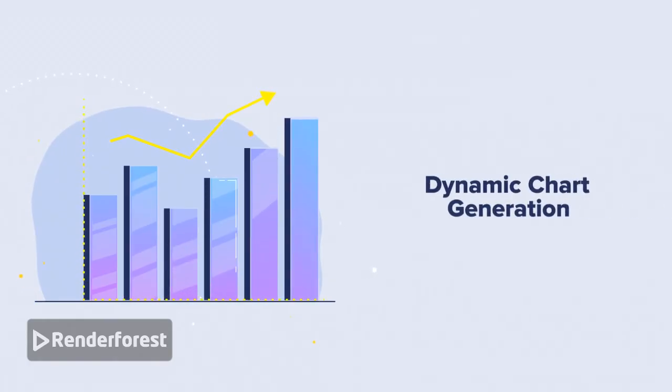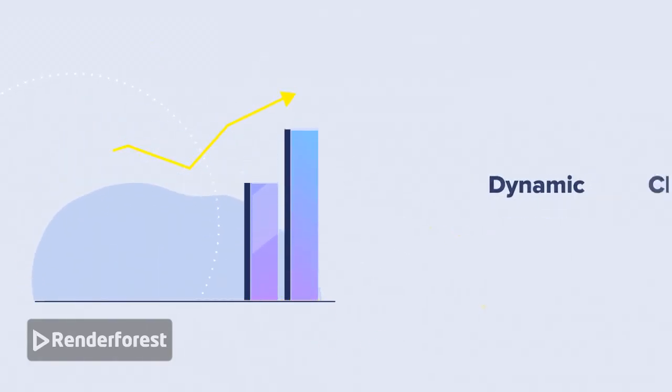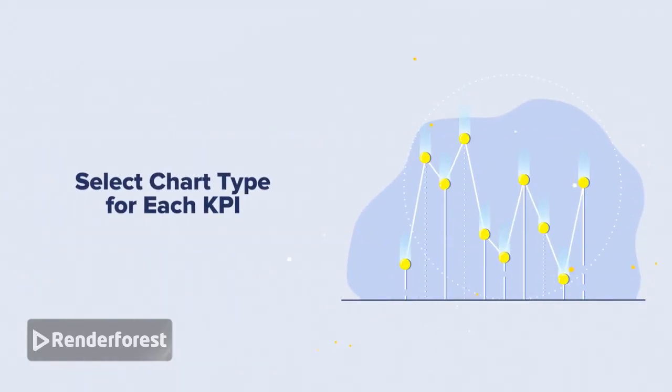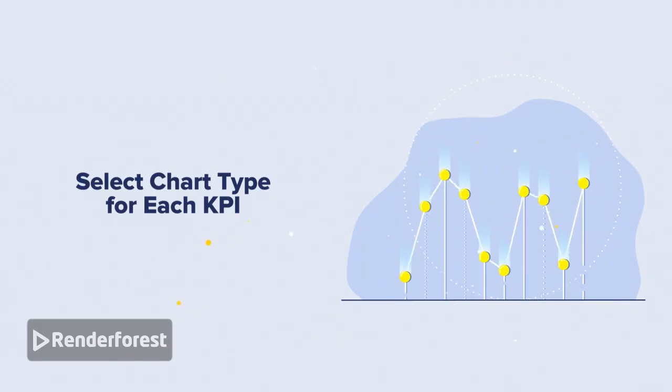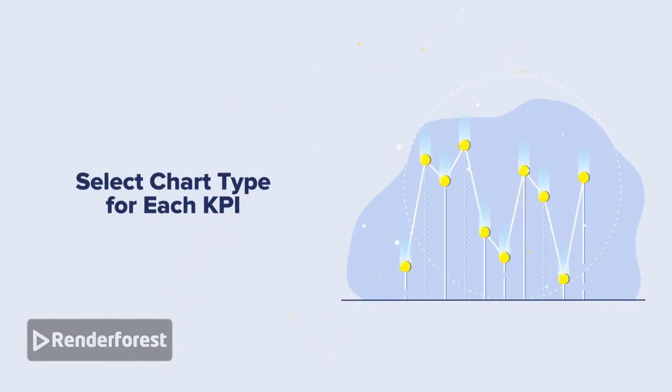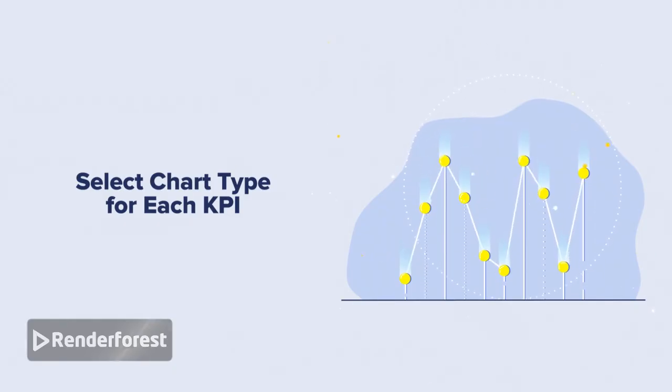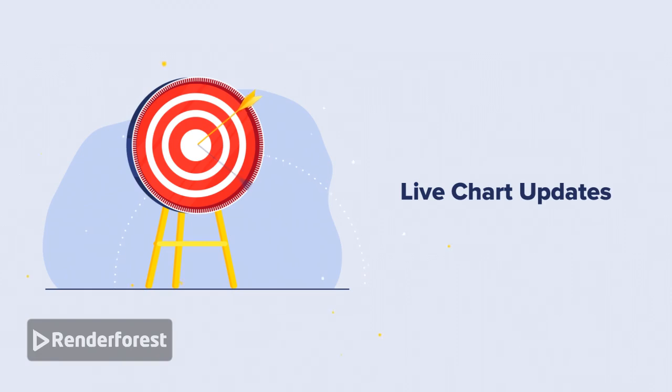Dynamic chart generation. Select KPI and chart type. Line or bar, doughnut for monthly; bar, polar area, radar for quarterly; pie or bar for projects. Charts update live. Baselines as thresholds, targets as goals, with data labels and annotations.